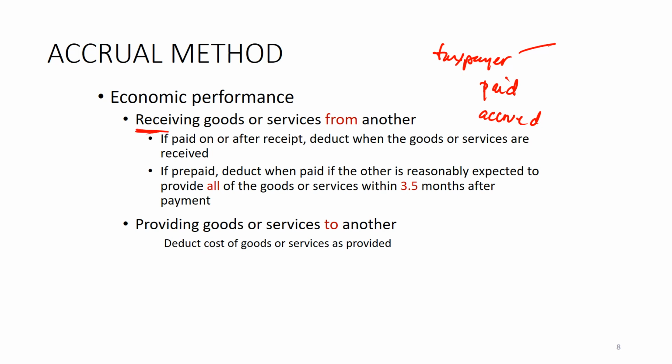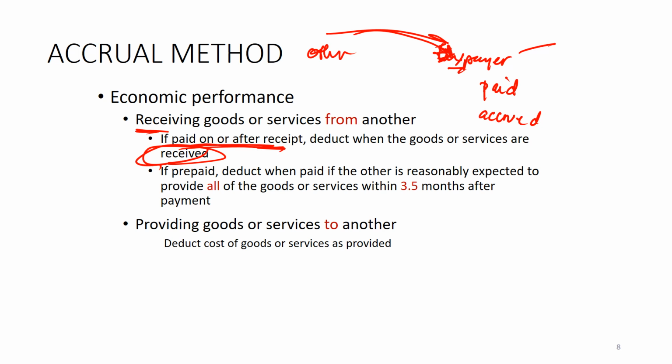So first of all, if the taxpayer is receiving goods or services from another, in other words, there's a contract with some other party, and they're going to be providing services or shipping goods to the taxpayer, then basically, if it's paid on or after the receipt of those services or goods, we would deduct it when it's received. So this is very much the accrual idea, right? We've got a contract with another party, and we are now liable for that, and we will have to pay irrespective. So once we receive that, then we definitely have to make payment, right? Whether we make it right then or later, we would get the deduction when we receive it.